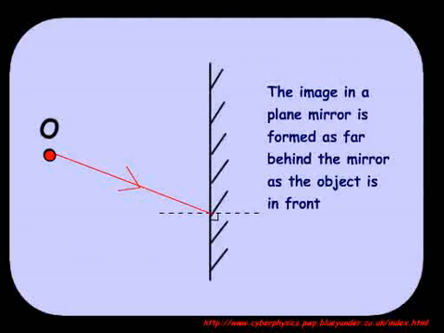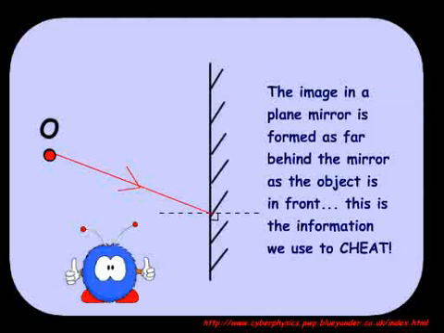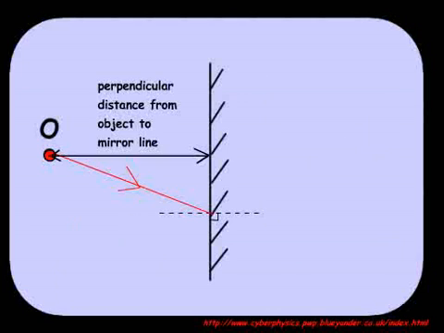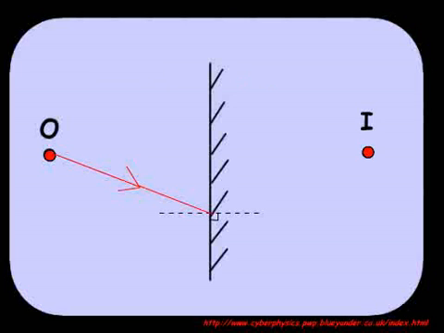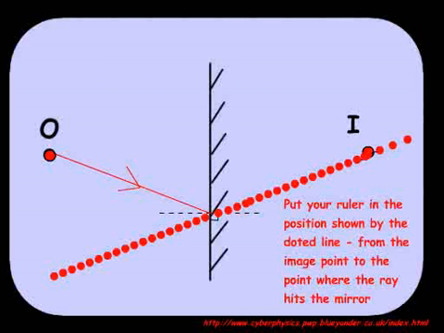Instead, we're going to use the fact that the image point will be as far behind the mirror as the object point is in front. Measure the perpendicular distance from the object point to the mirror line, and then put the image point an equal distance from it behind the mirror. Label it I.